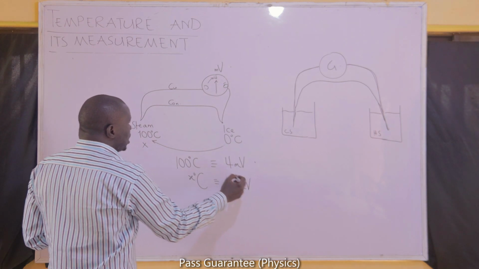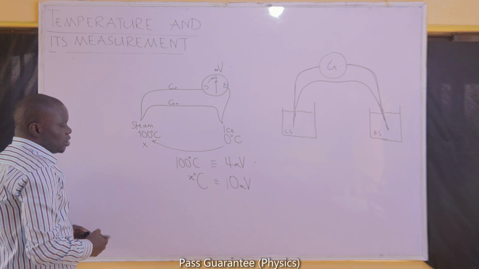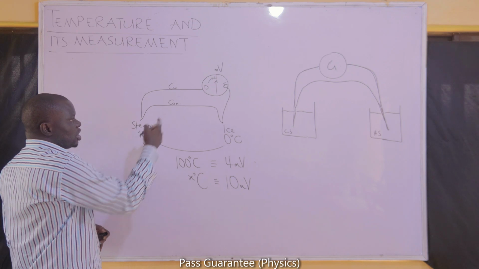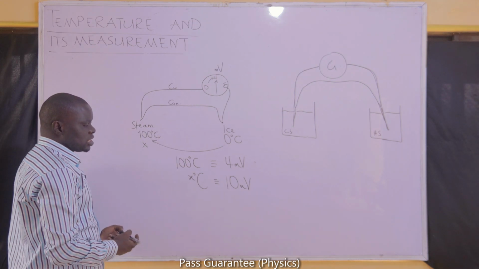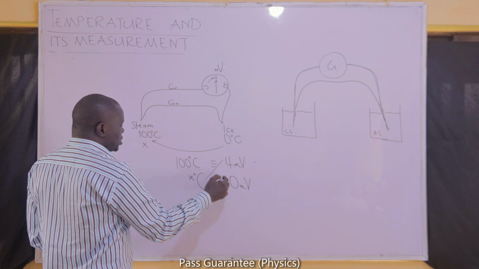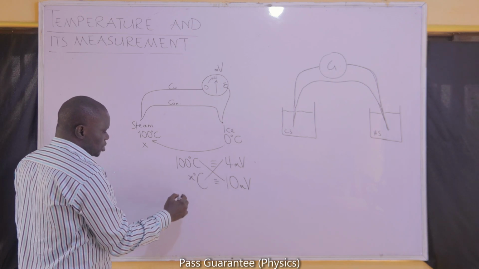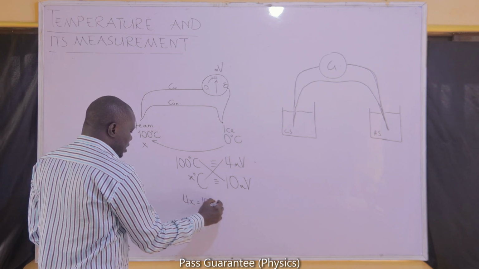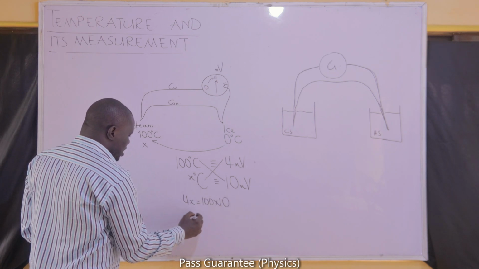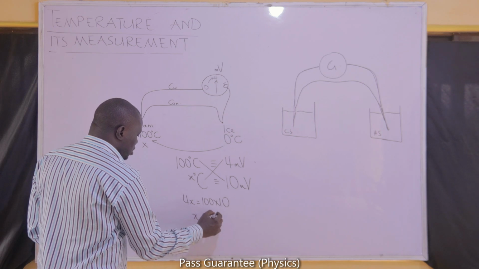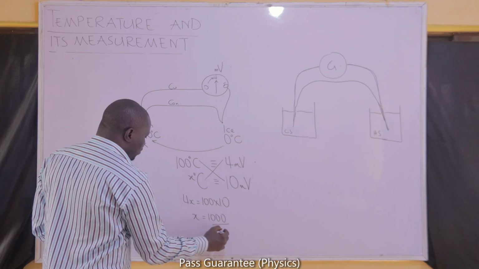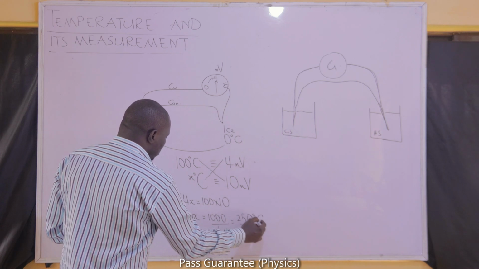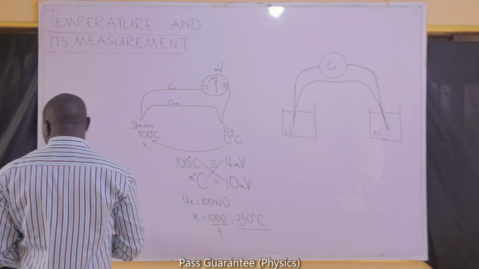What will be the maximum temperature that will make it reach that 10 millivolts if a 100-degree change is reading 4? I can use proportionality to solve the question. If I do that, that becomes 4x is equal to 100 times 10. It simply means that x is equal to 1000 divided by 4. If we divide 1000 by 4, we will have 250 degrees Celsius. And that is our final answer to this question.